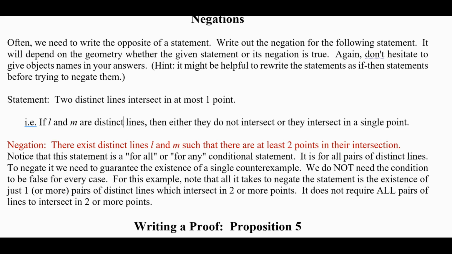So all it takes to make that statement false is to find one counterexample, one pair of lines so that they have two or more points in their intersection. So it's a universal statement, for all or for any, even though that wasn't actually stated that way. And again, we do not need this to be false for every case. It could be such that there are two lines that don't intersect, or there are two lines that intersect in a single point. That's fine. For the negation, all it takes is one single place, maybe more than that. That's okay. But you don't have to say that all lines L and M intersect in at least 2 points. All it takes is one counterexample.